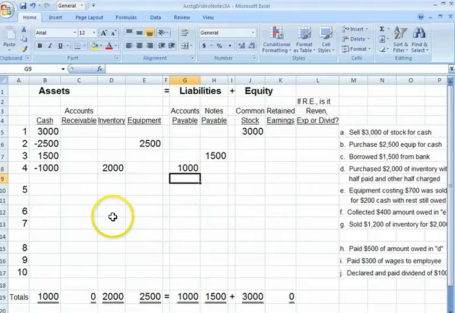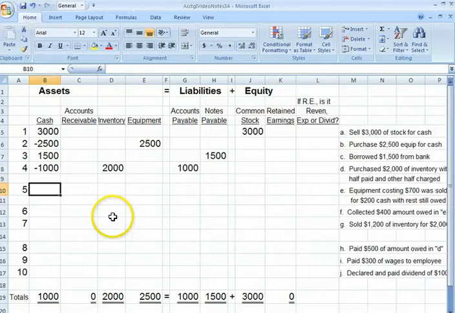And notice that my balance sheet still balances. The running total says my assets are $1,000 in cash, $2,000 inventory, $2,500 in equipment, which would be $5,500. Over on the right-hand side, I owe $1,000 to the vendor, $1,500 to the bank, and $3,000 to the stockholders, which adds up to $5,500. Notice again, if I charge something I'm not going to pay for, I legally owe it. I have to record it in the accounts payable account, so if I prepare a balance sheet on this date, it would show what I owe the vendors.